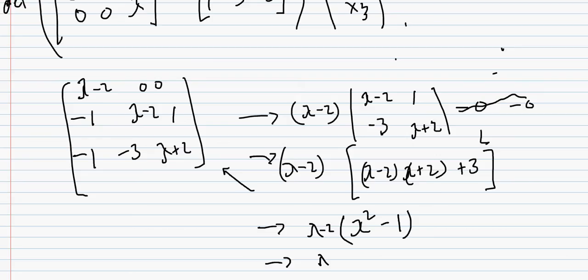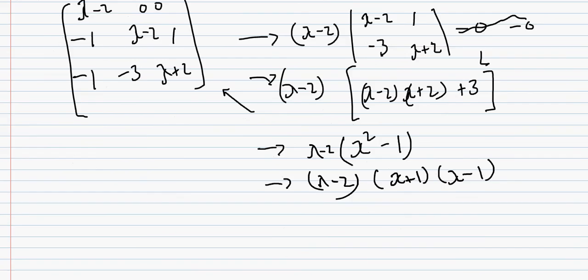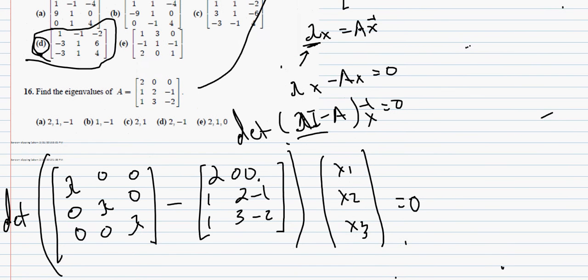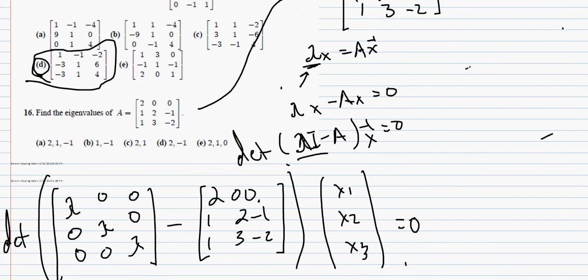So the lambda values are lambda minus 2, lambda plus 1, lambda minus 1. So our eigenvalues are 2, negative 1, and 1. Our answer should be 2, negative 1, and then 1, which is 16a right there.